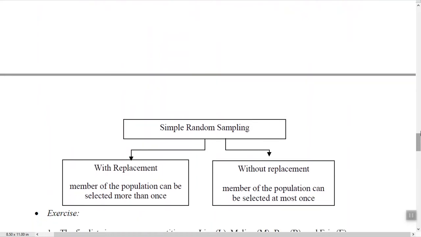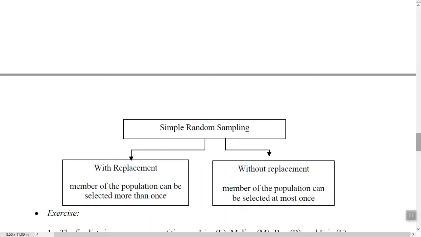Next is simple random sampling. We can divide it into two cases, with replacement and without replacement, but we are not going to discuss it in detail here. With replacement means we replace what we have taken before. Without replacement means we do not replace the item or individual which we have taken before.